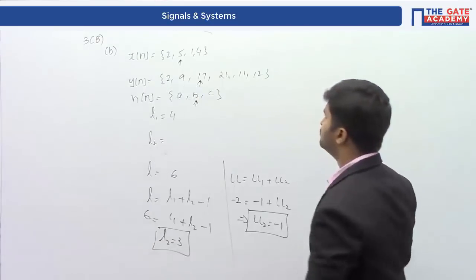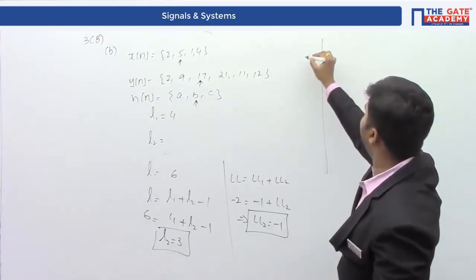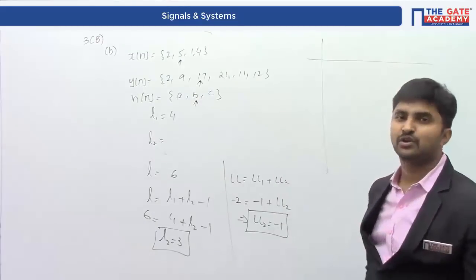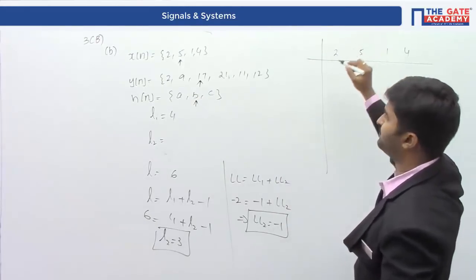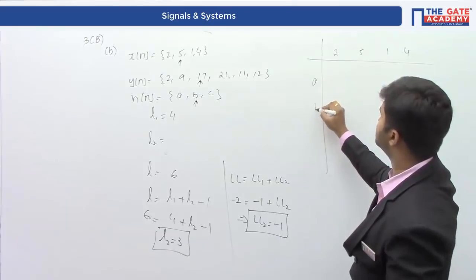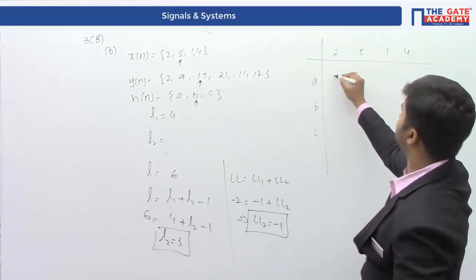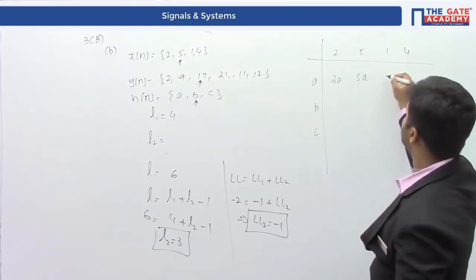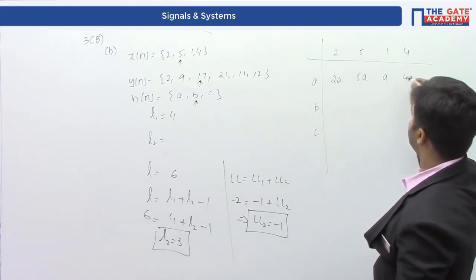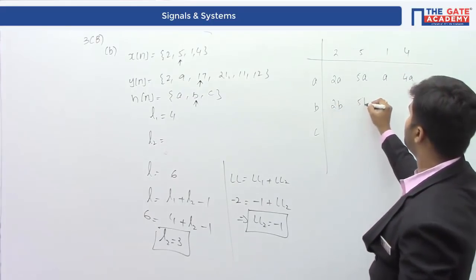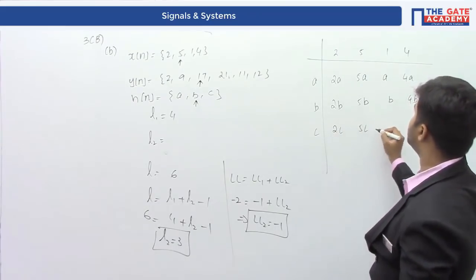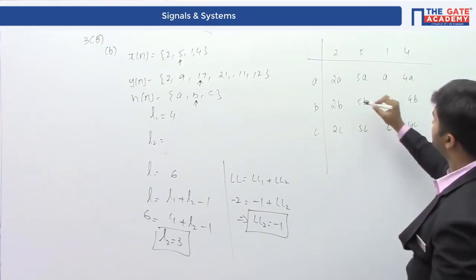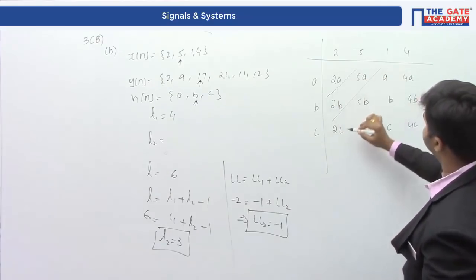So now let us do the convolution of x of n and h of n. So 2, 5, 1, 4 with A, B, C. So 2A, 5A, A, 4A; 2B, 5B, B, 4B; 2C, 5C, C, 4C. Now let me keep the diagonals.